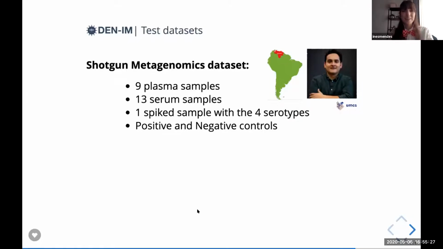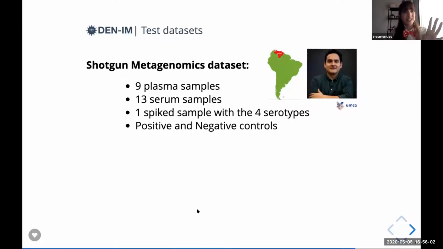He compiled a shotgun metagenomics dataset, and this is the set that I'm going to use as a test case. We also tried it with amplicon datasets, and with a negative dataset to measure accuracy. But for now, we have 9 positive samples and 13 zero samples from patients from Venezuela that he collected during, I think it was his bachelor. I'm not quite sure. Also, we have 1 artificial sample that contains the 4 different dengue serotypes.